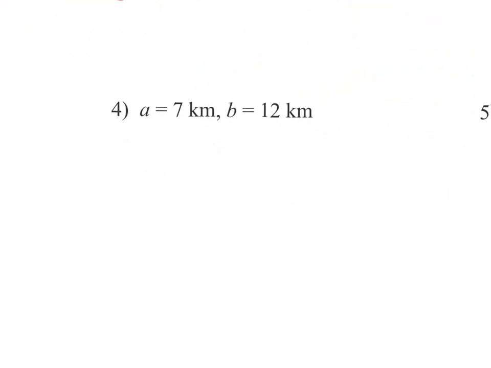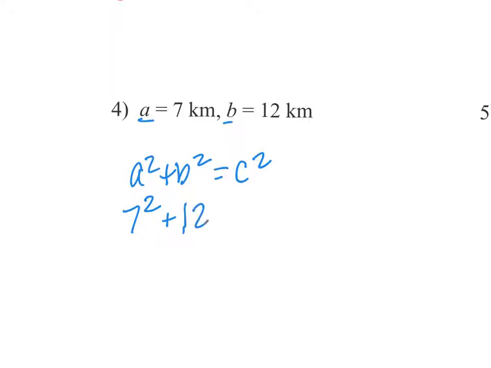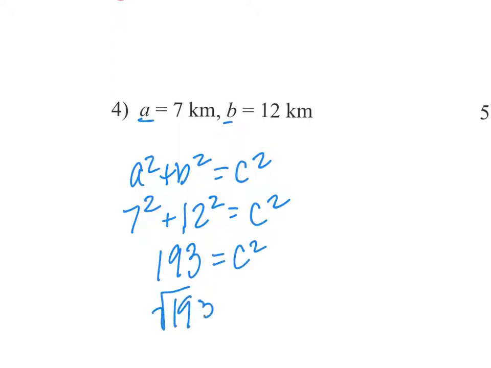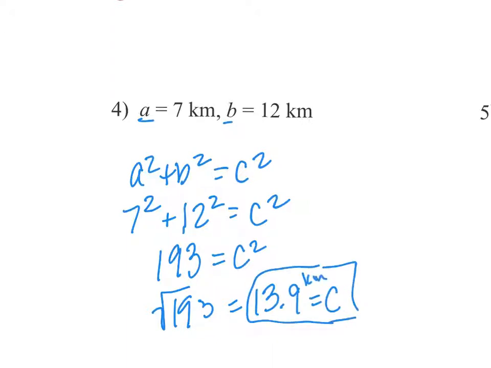Let's see, number 4. So A, we can draw triangles if we need to, but they're giving us A and they're giving us B. So A squared plus B squared equals C squared. I know A is 7, B is 12, and I'm looking for C. So 7 squared plus 12 squared is 193 all together. But to find C, I've got to find the square root of that. So square root of 193 is 13.9. So 13.9 kilometers.